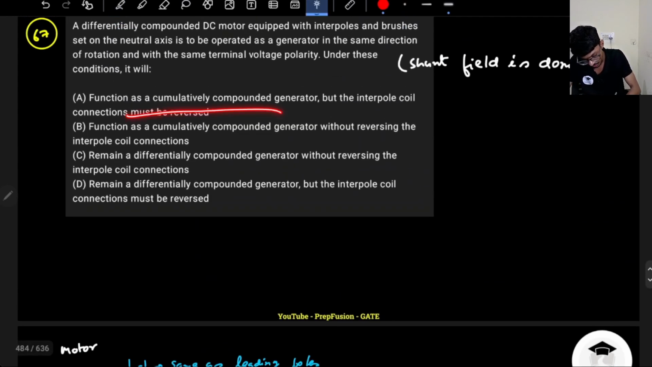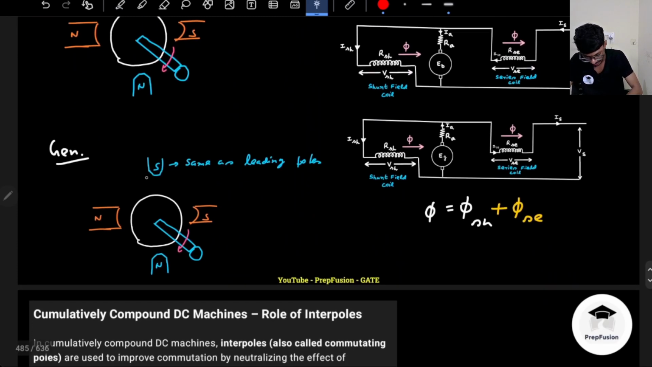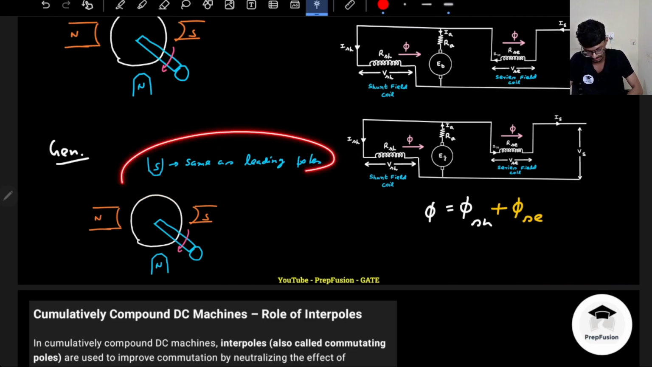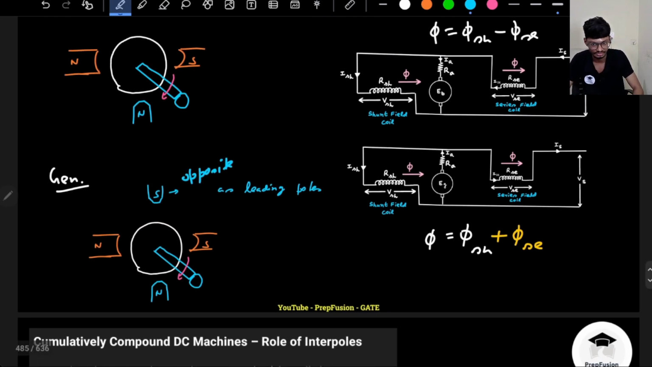It functions as a cumulatively compound generator, but the interpole coils must be reversed. So will the polarity of interpoles be like this? No, right? Interpoles cannot be like this, because in case of a generator, it should be opposite of the leading poles. This we have already studied, right? It should be opposite. Actually, we have done this kind of question previously.